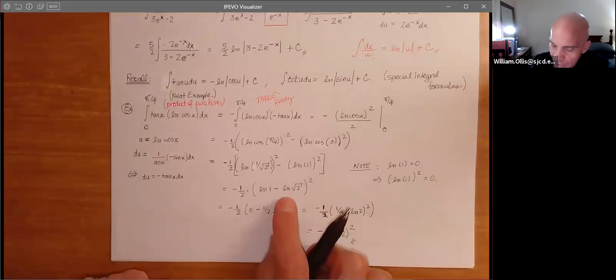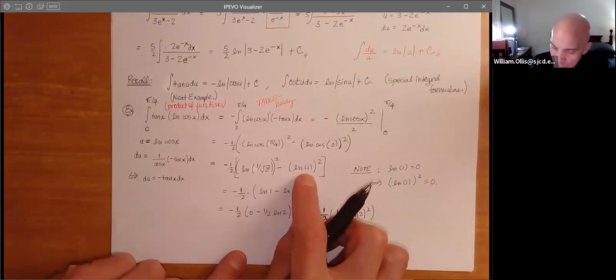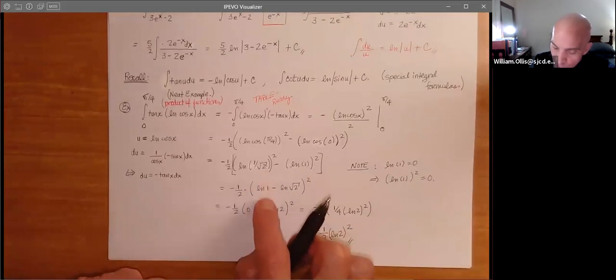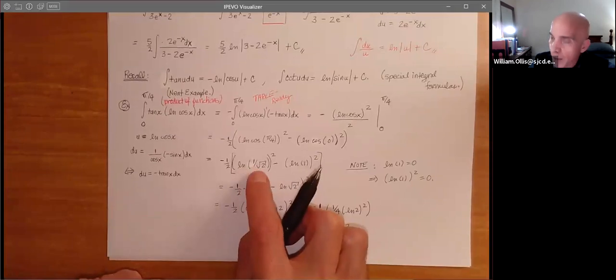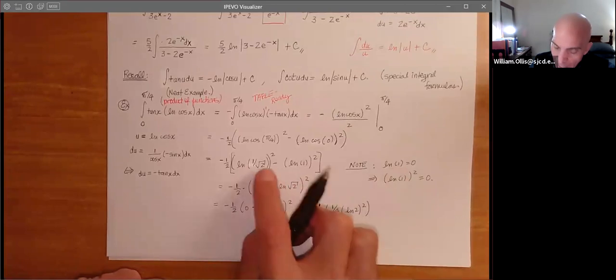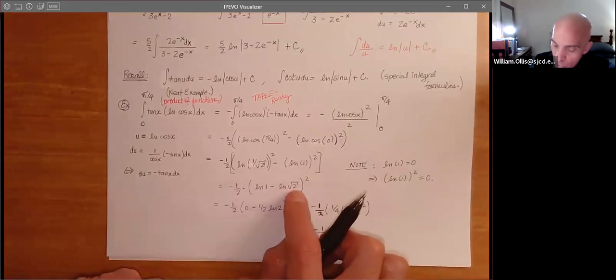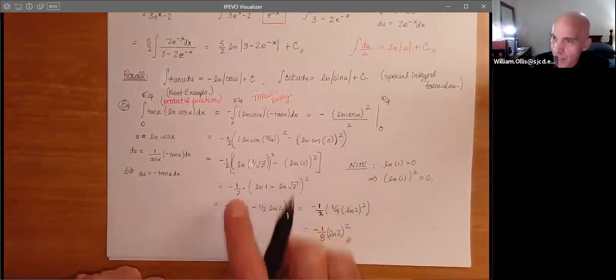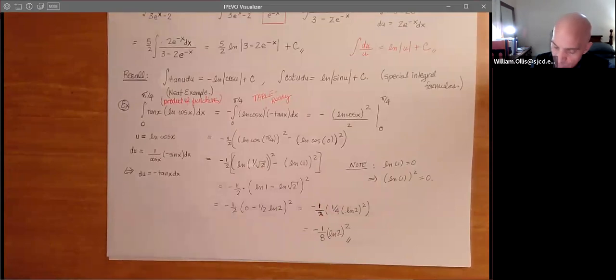So now we can just focus on this part. This is 0. Now we've got the square here, but this is the log of a quotient. So this is just log of 1, which I'm going to use again, minus the log of the square root of 2, quantity squared, times the negative 1/2. This problem just keeps on giving.